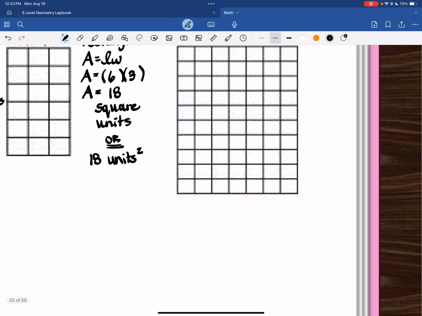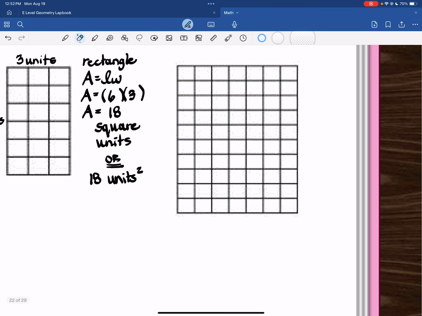Okay, this one is a whopper, but the formula, you don't have to count boxes because you have a recipe. You have a formula. Have to count a few boxes. 1, 2, 3, 4, 5, 6, 7, that way. So 7 units wide. Imagine this is carpet for your new house. 10 units this way. So your room is 7 feet by 10 feet. How many square feet of carpet would you need?